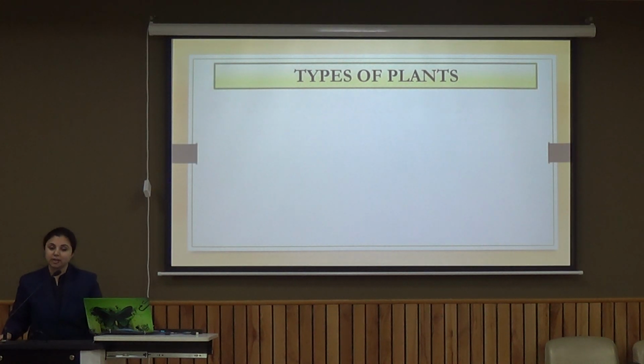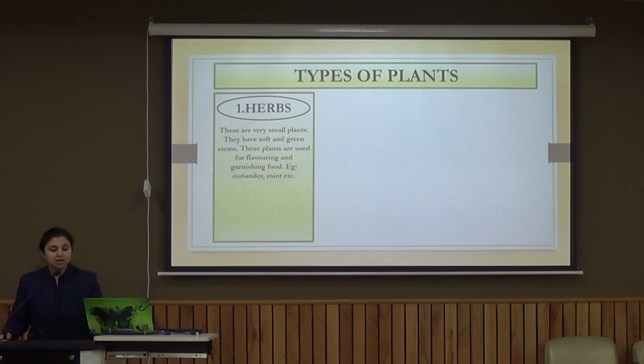The first type of plant is herbs. Herbs are very small plants. They have a green and soft stem. They are used for flavoring and garnishing food. Some examples of herbs are mint and coriander.